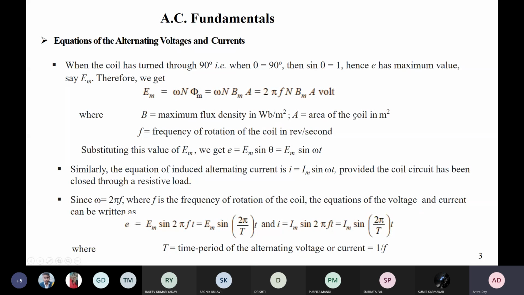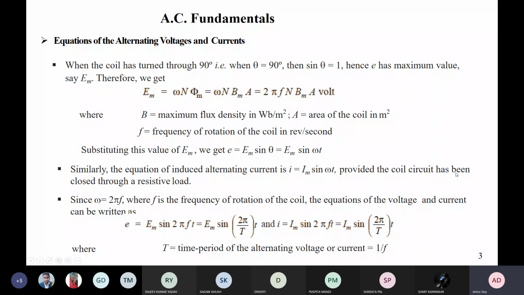Okay, so you can see that if it's a permanent magnet, then B maximum remains constant, and A will also remain constant. But if you are using an electromagnet, then definitely your B maximum can be improved before it reaches saturation. Similarly, the equation of the alternating current will be the same as the EMF, as we can see from here.